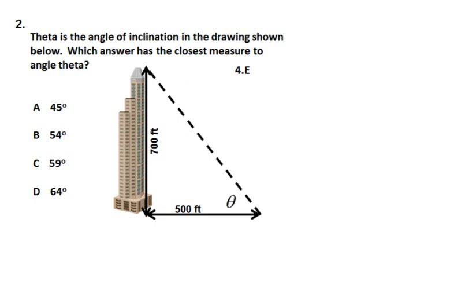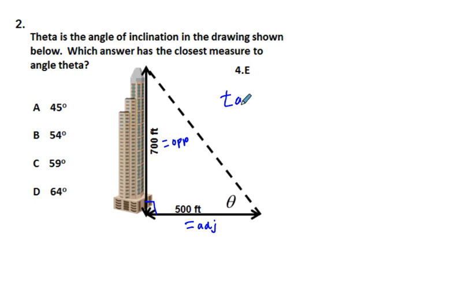Next, 2. Theta is the angle of inclination of the drawing shown below. Which answer has the closest measured angle theta? Well, we're given the two sides of this right angle here, and this 700 feet is our opposite side of our triangle, and the 500 feet at the base is our adjacent. So which trigonometric ratio involves opposite and adjacent? Well, it's going to be tangent.